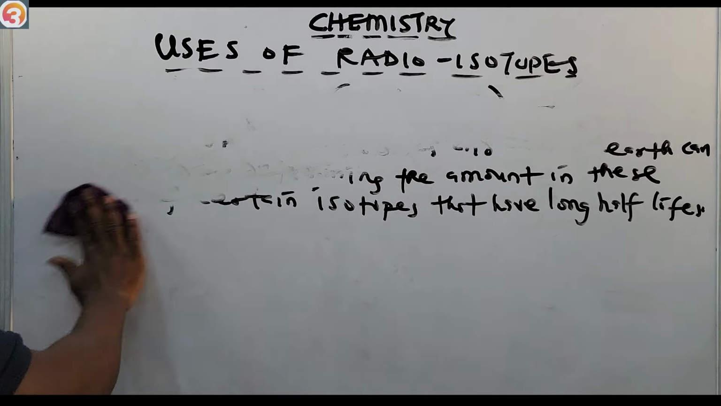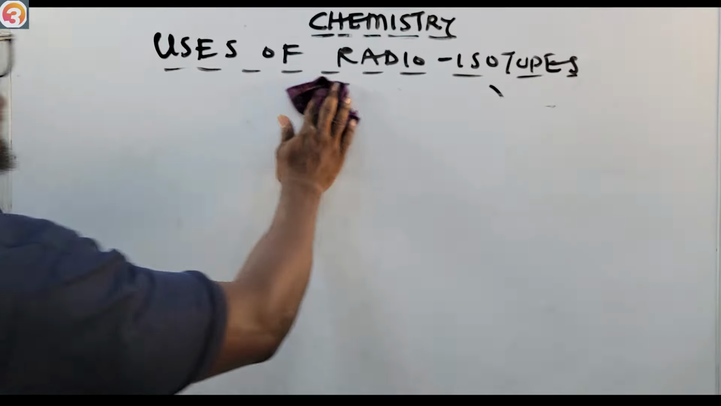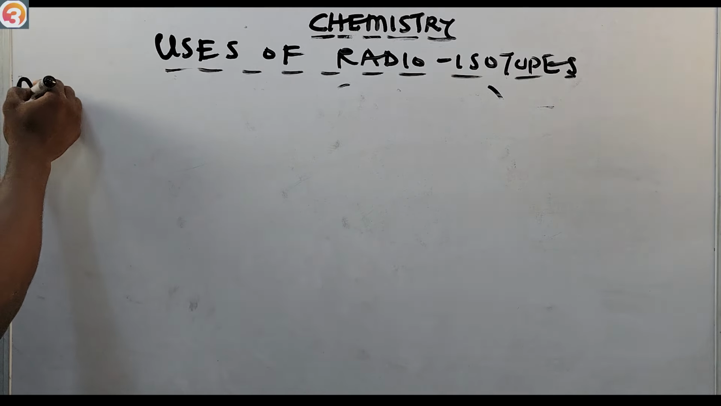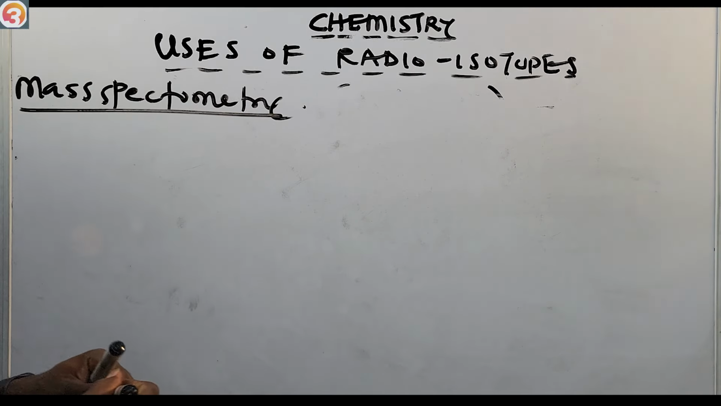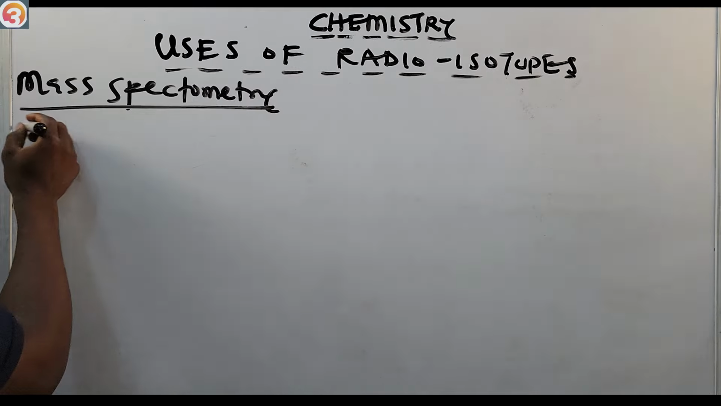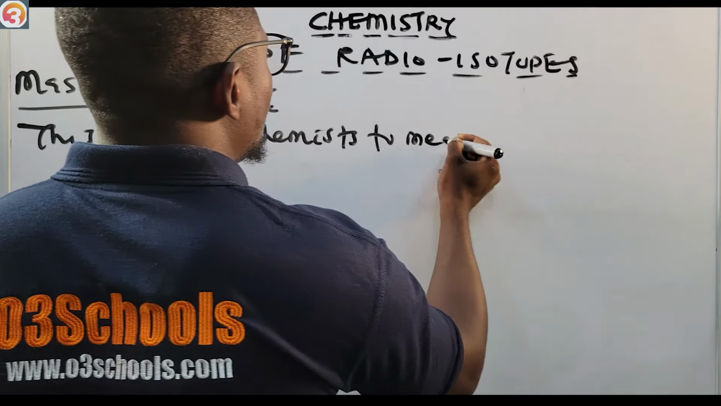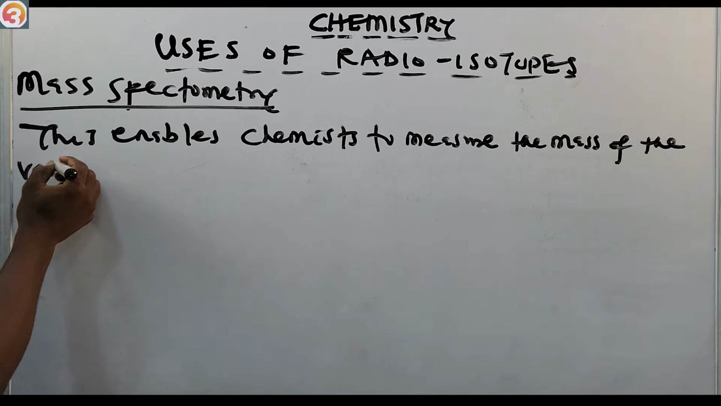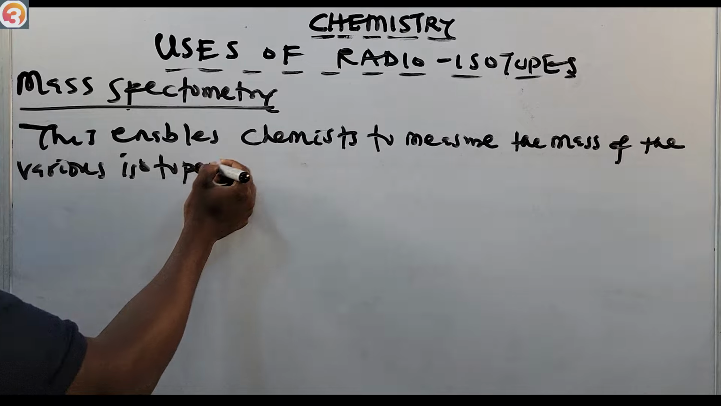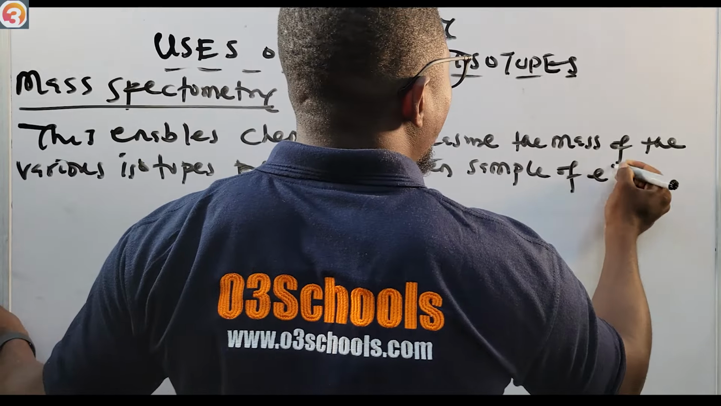Now let's go to mass spectrometry. Mass spectrometry enables chemists to measure the mass of various isotopes present in a given sample of any compound. This enables chemists to measure the mass of the various isotopes present in a given sample of elements.